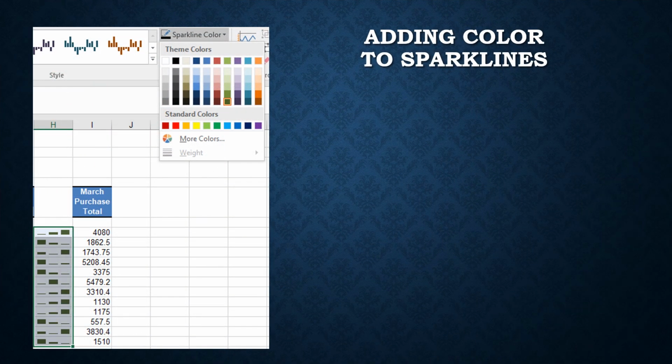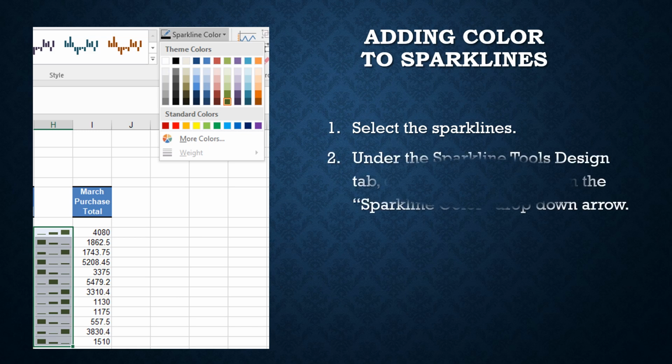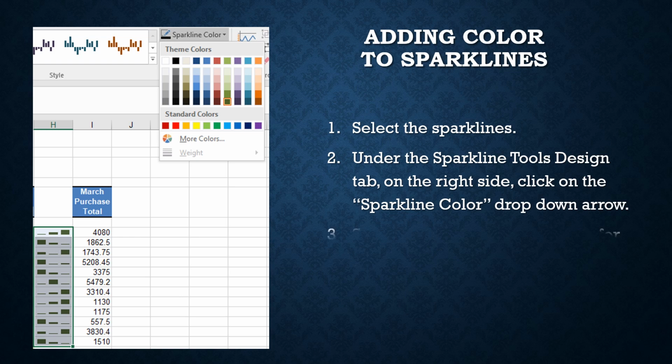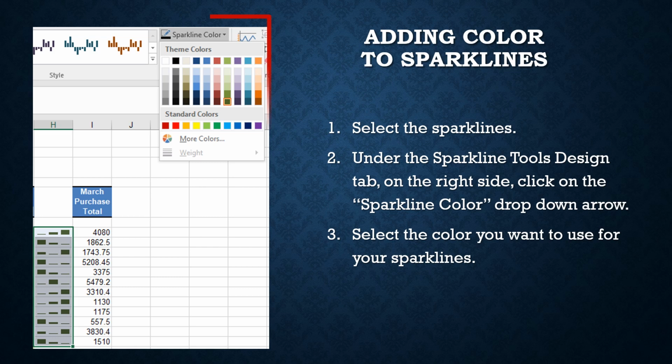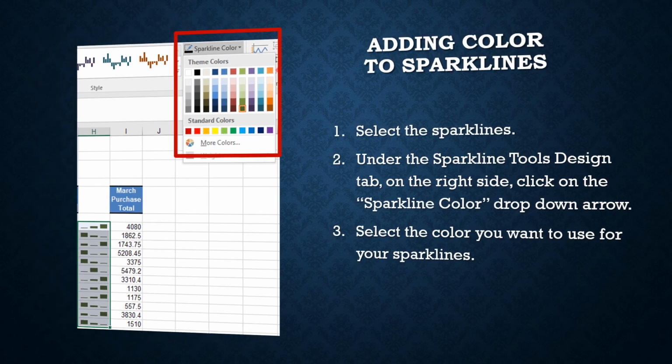Adding color to spark lines. You can change the color of your spark lines. To do this, you select the spark lines. Under the Sparkline Tools Design tab, on the right side, click on the Sparkline Color drop-down arrow. You will be given a variety of choices for colors that you want to use for your spark lines.